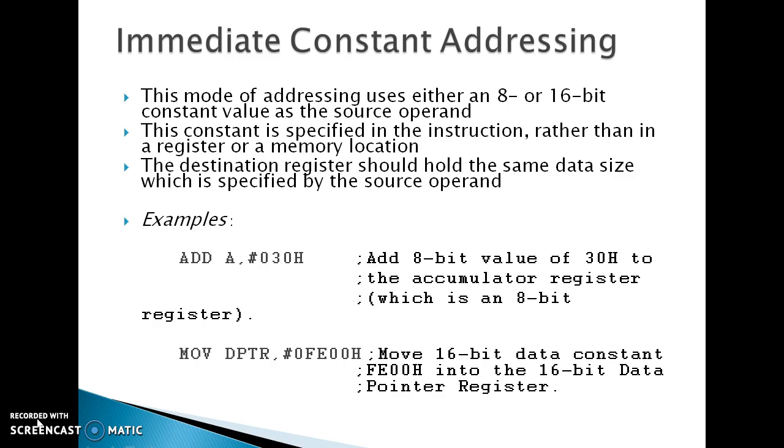This mode of addressing uses either an 8-bit or 16-bit constant value as the source operand. Example, ADD A, #03H. The content 03 is added with the accumulator content. That is, the operand has direct data which is a part of the instruction. One more example is MOV DPTR, #0FE00H. The 16-bit data which is part of the instruction is loaded into the DPTR.